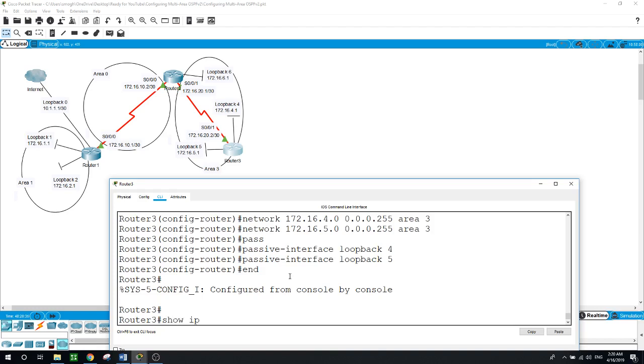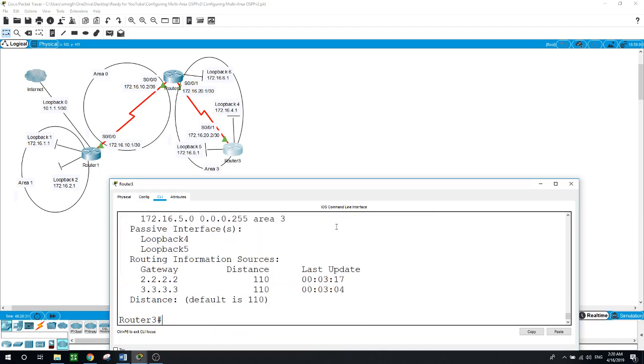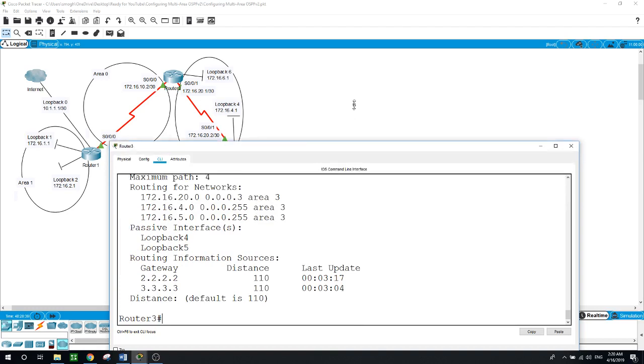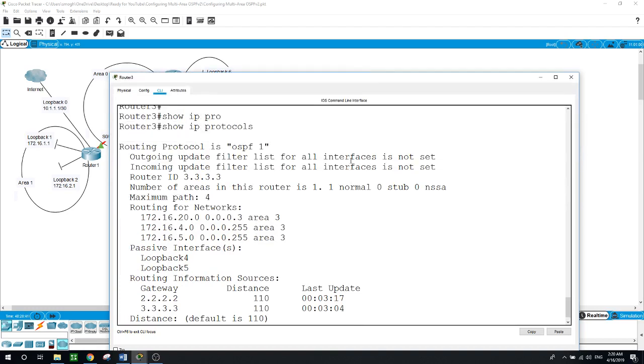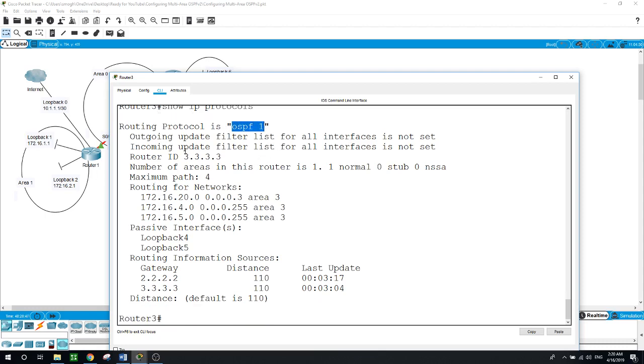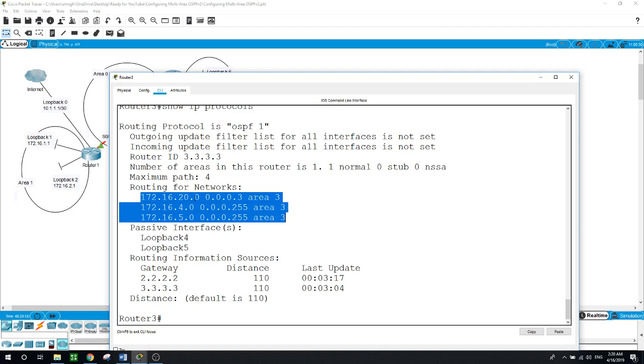Show IP protocols. Here it's showing us that OSPF is being used, and the router ID is 3. Areas on this router, only one, and it is routing these 3 networks: the interface network facing router 2, and the 2 loopbacks, 4 and 5.